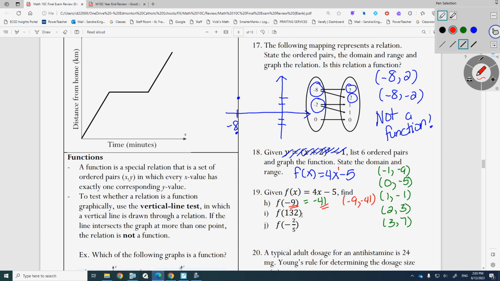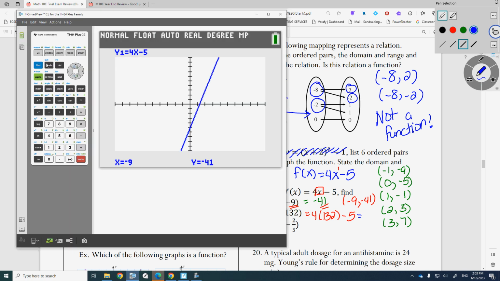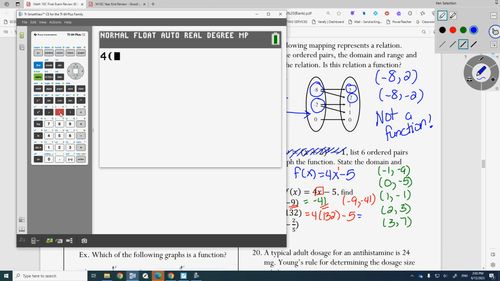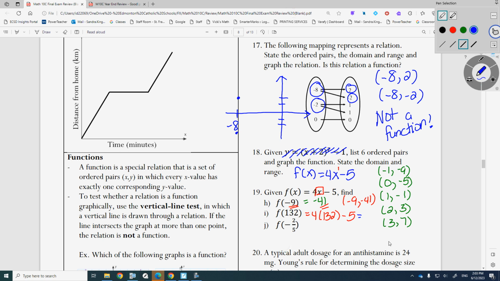So I'll show you how we would get this one. We're going to algebraically calculate this. When x is 132, take your x out. Write down 4 times 132 minus 5, and calculate what that answer would be. So 4 times 132 minus 5. 4 open bracket 132 minus 5. When x is 132, the y value will be 523.